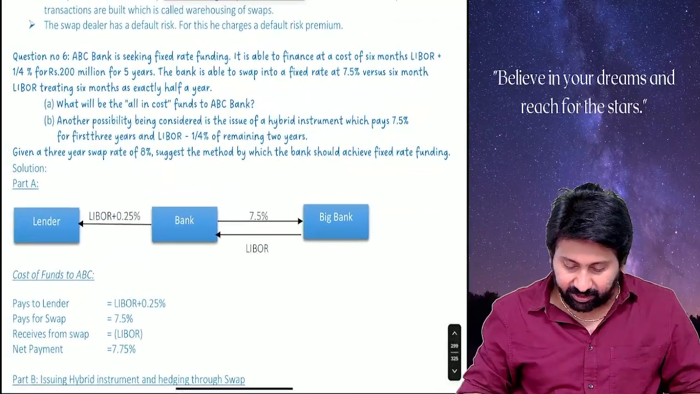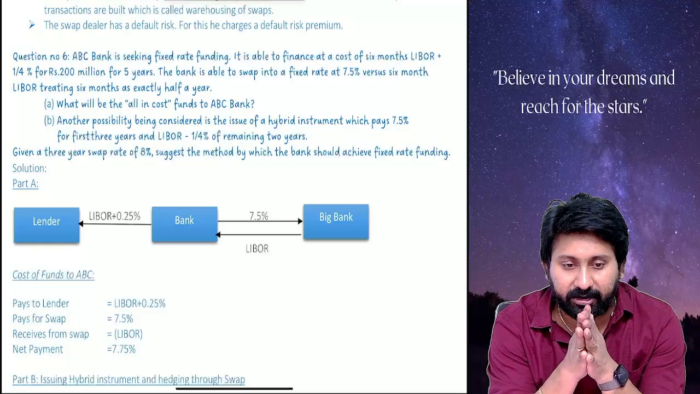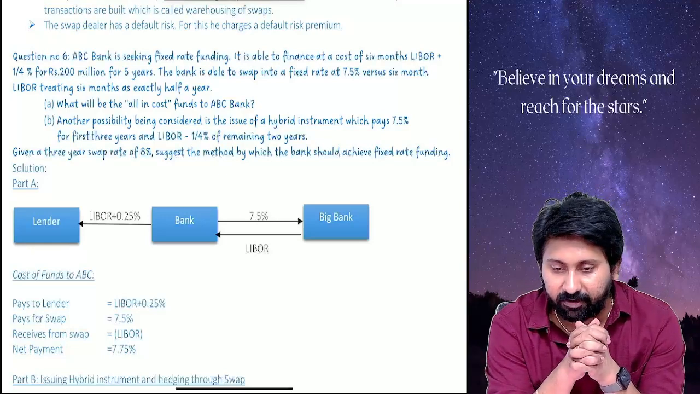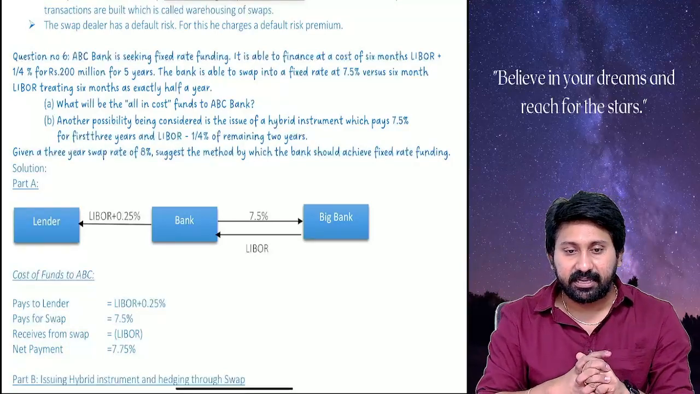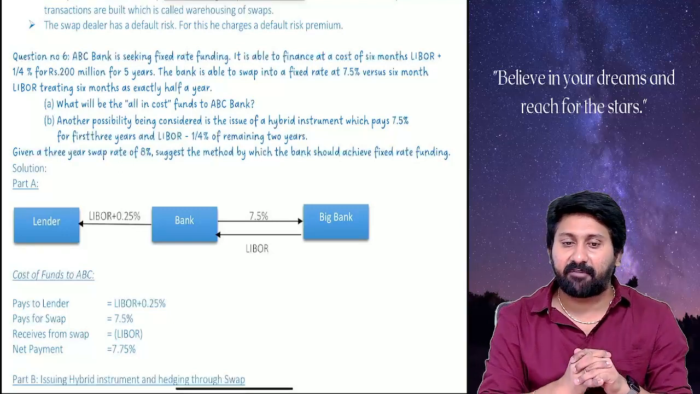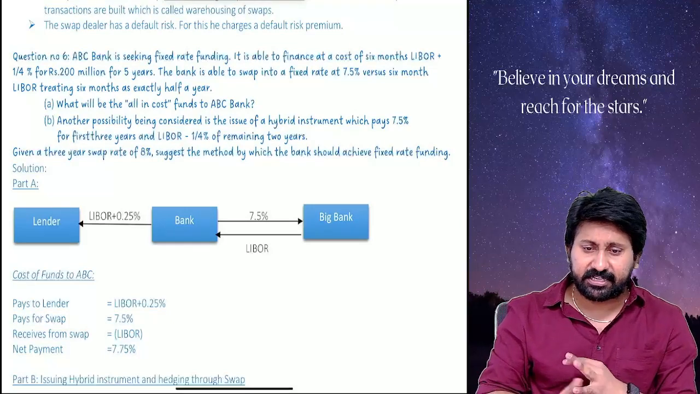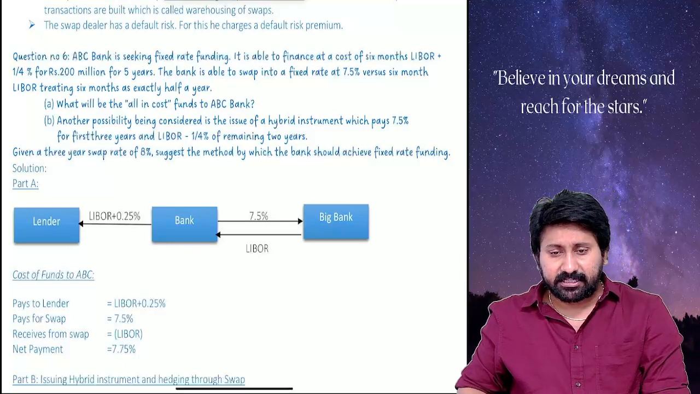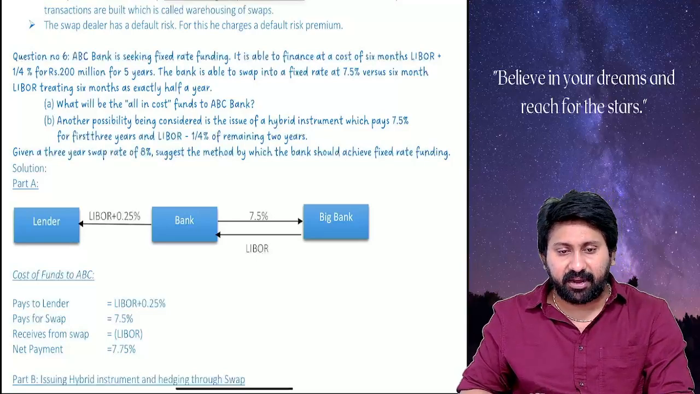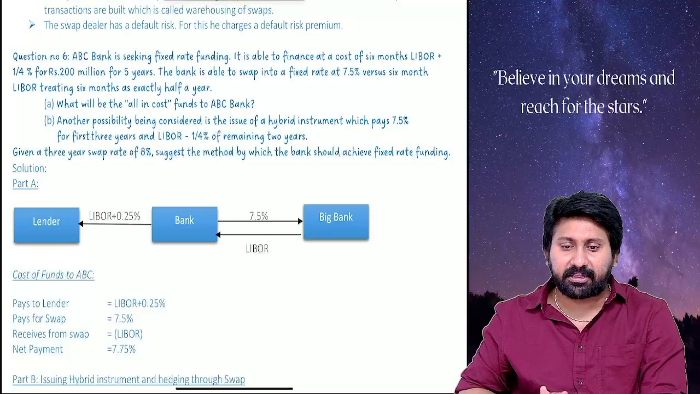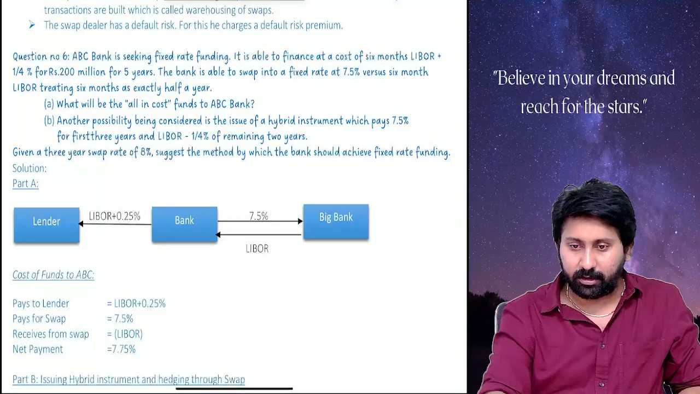ABC Bank is seeking fixed rate funding. It is able to finance at a cost of 6 months LIBOR plus 0.25% for 200 million for 5 years. Bank is able to swap into fixed rate at 7.5% versus 6 month LIBOR, treating 6 months as exactly half a year. What will be the all-in cost of funds to ABC? Another possibility being considered is the issue of a hybrid instrument which pays 7.5% for the first 3 years and LIBOR minus 0.25% for the remaining 2 years. Given a 3-year swap rate of 8%, suggest the method by which bank should achieve fixed rate funding. At the end it should achieve fixed rate funding. Read the question first.